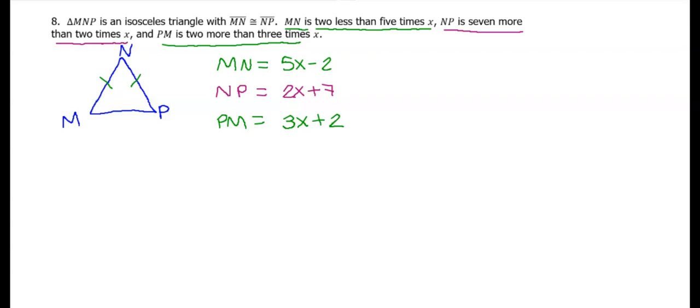Okay, and then I gotta use some algebra to solve this. So I'm gonna go back and pick out the 2 segments that were congruent, which would be MN, this one here, and NP, this one here. So I'm going to go over here and say 5x minus 2 is equal to 2x plus 7. Since those are the isosceles congruent sides, let's go ahead and move that 2x to the left.